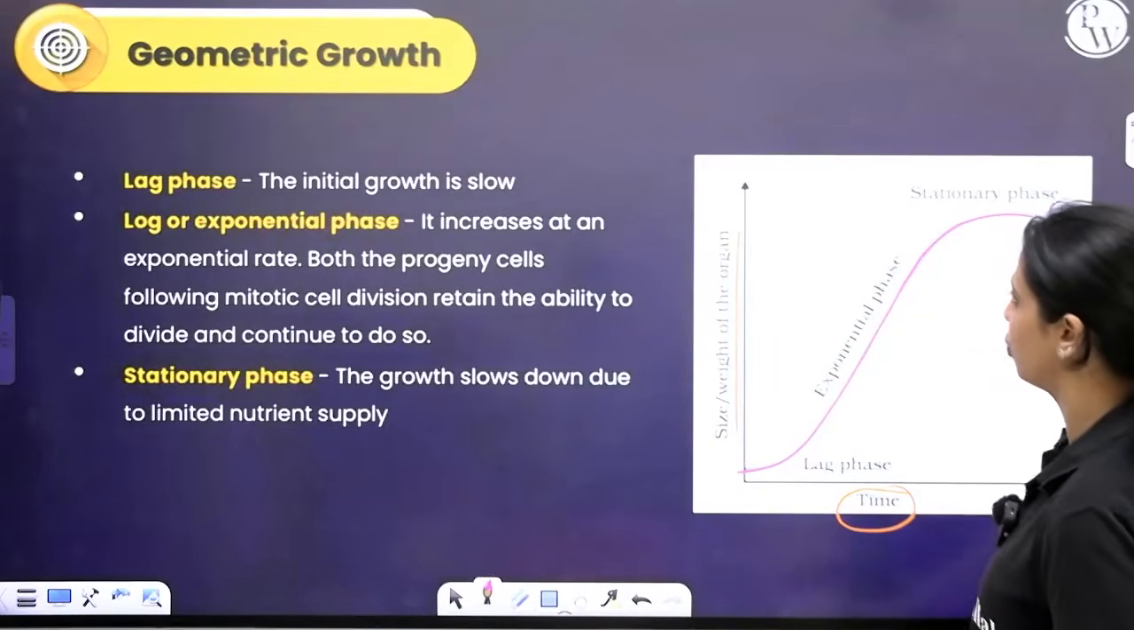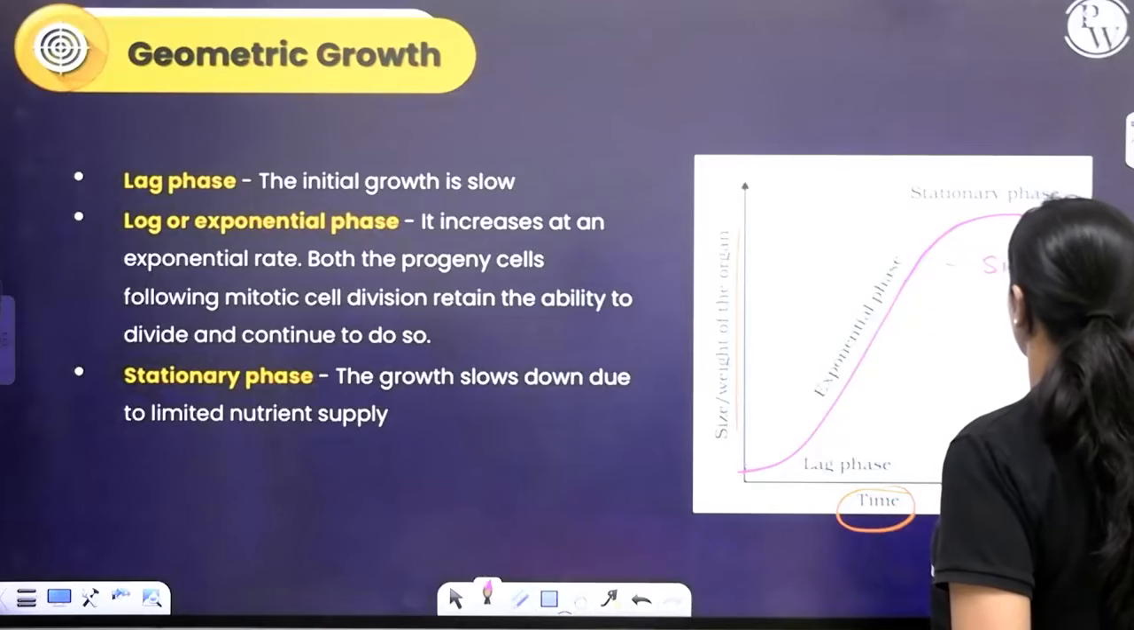Have I mentioned it anywhere? No. Okay. So this is the sigmoid curve.